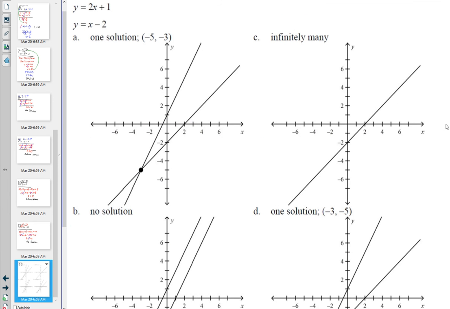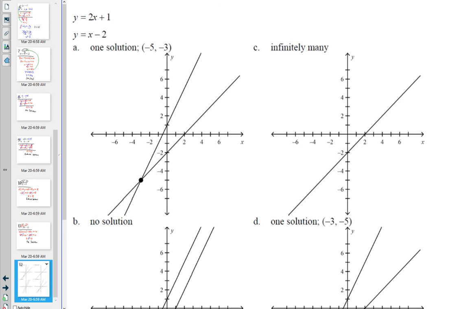So now let's go back here. If we're just trying to pick the right answer, that's why it's amazing to me that this would have been one of the ones missed the most. What's the slope of the first equation? 2. That's fine. Just leave it as 2. First one is 2. What's the y-intercept? 1. What's the slope of the second equation? 1. What's the y-intercept?